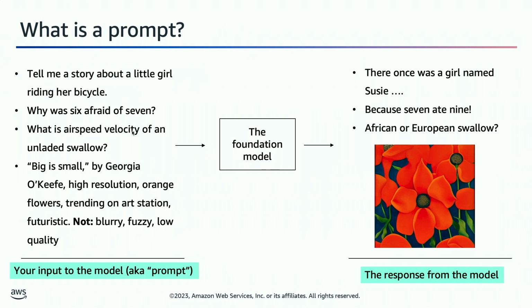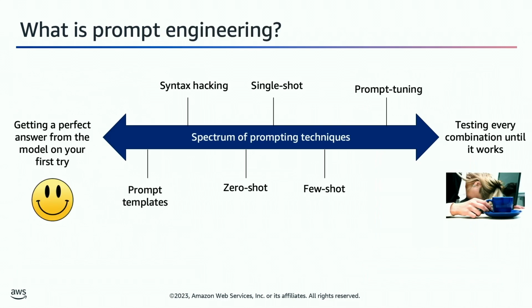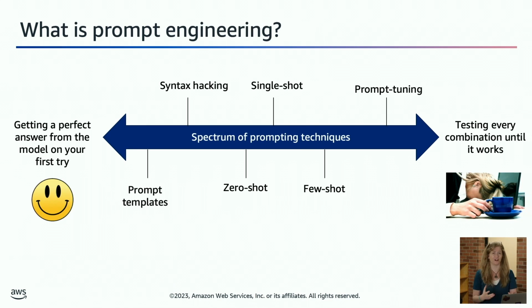Your prompt is what goes into the model, and your response is the result of the model. It's what comes out of this foundation model. And so now that we know what a prompt is, what on earth is prompt engineering? There is a massive spectrum of prompt engineering tasks, and generally prompt engineering is the practice of working on your prompt until it's awesome. Eventually you want to get to this place where you get just a perfect answer from the model on your first try, right? Where you just pop in your question and you get this perfect response.